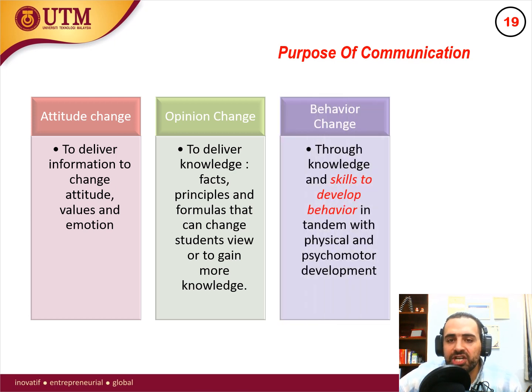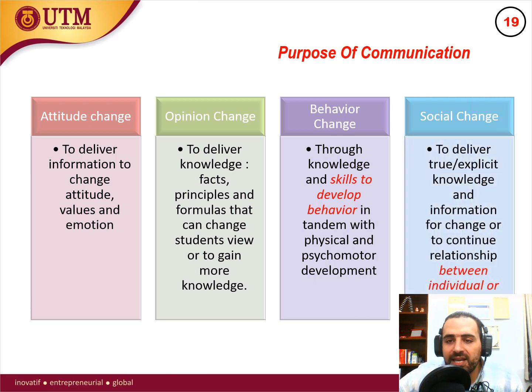Then behavior change. We want, for example, our kids to change their behavior, so we communicate with them, speak with them to change their behavior. And finally, social change: we communicate to deliver explicit knowledge and information for change, or to continue our relationship between individuals or groups. For example, if I don't communicate with my wife, this is not going to work, so our marriage will end. So communication is very basic and essential in our life.